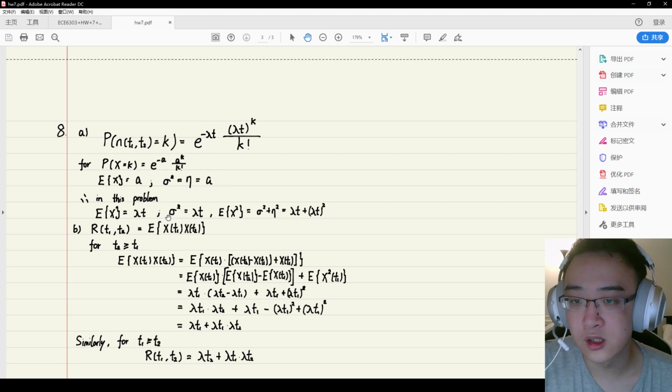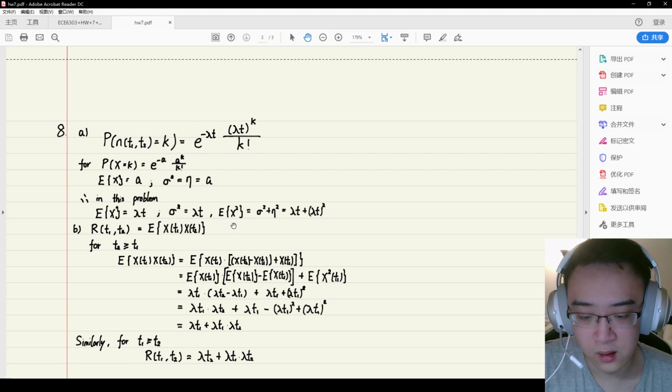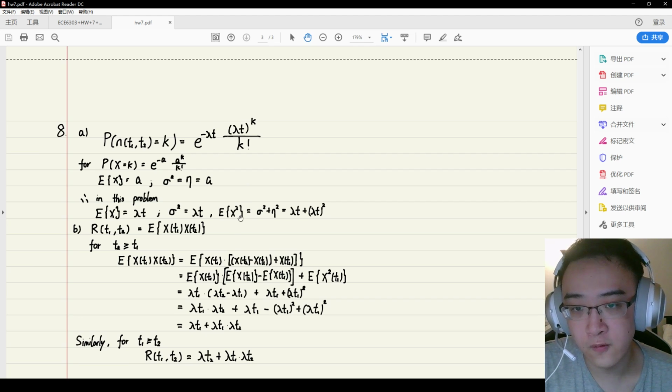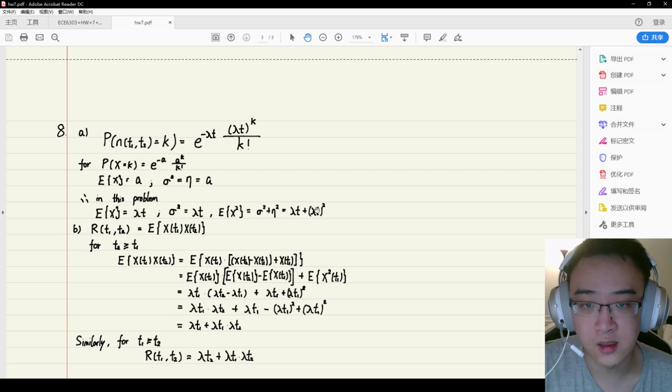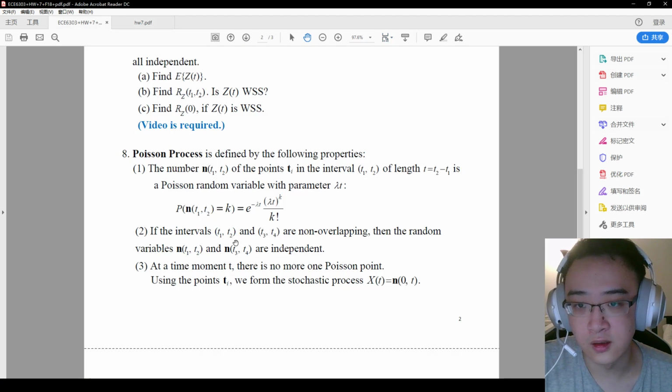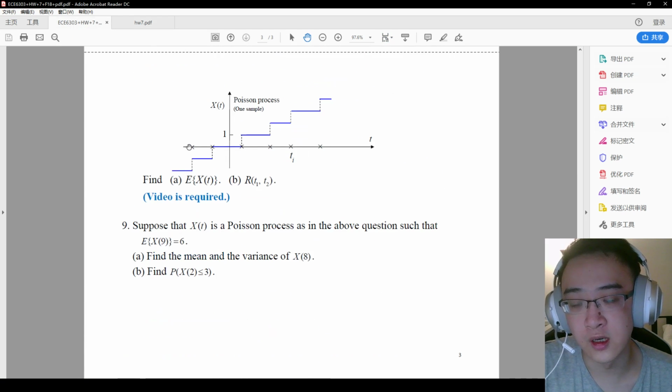And also the variance is equal to the mean, which is lambda t. And we get the expected value of X squared, which is the variance plus the mean squared, which is lambda t plus lambda t squared. Okay, so we got the answer to question A.